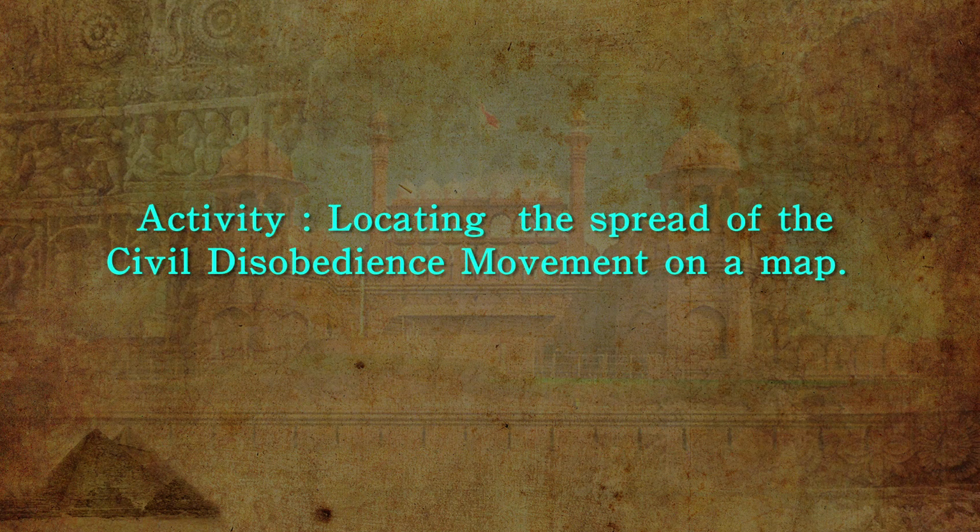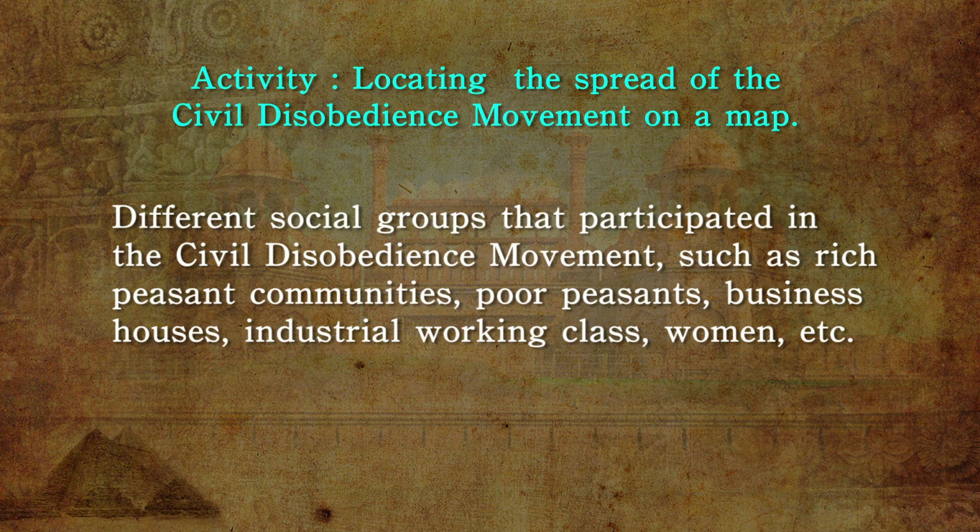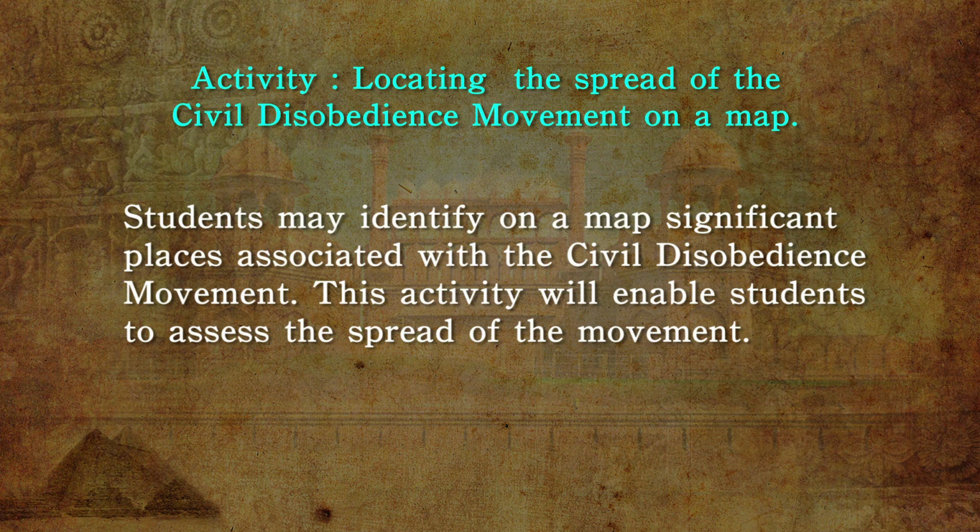Locating the spread of the civil disobedience movement on a map. Different social groups that participated in the civil disobedience movement, such as rich peasant communities, poor peasants, business houses, industrial working class, women, etc. Students may identify on a map significant places associated with the civil disobedience movement. A lot of this has been discussed in the previous session. This activity will enable students to assess the spread of the movement.